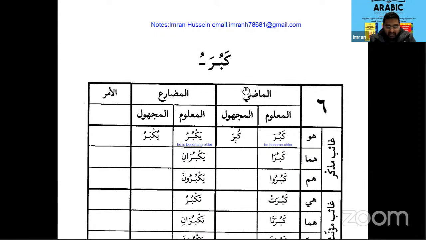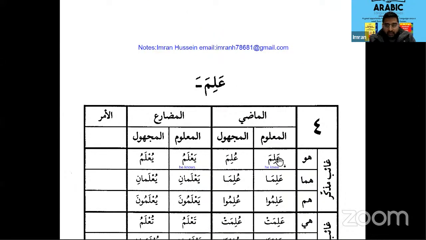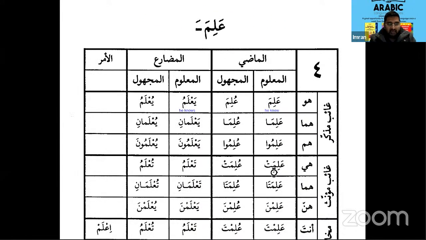I'll send this handout in the group today. I didn't send it yesterday intentionally because I wanted, first of all, people to get familiar and listen to the previous ones, and then I'll send this one today. So kabura has a dhamma in the middle. So dhamma, kasra, and a fatha. All of the three changes which occur in the past tense are in the middle letter itself. Is that clear, Sister Almas?